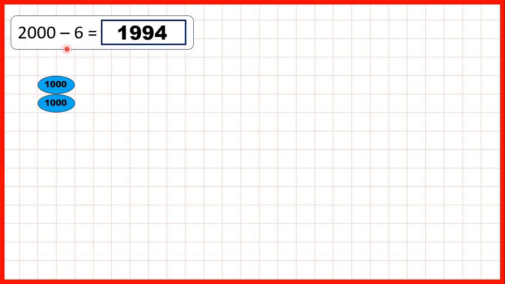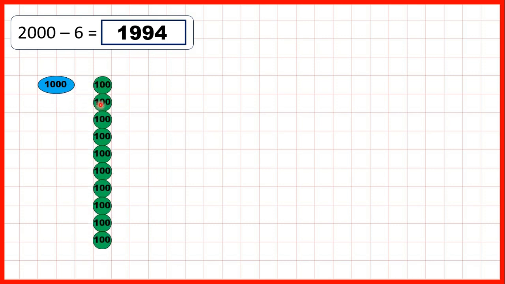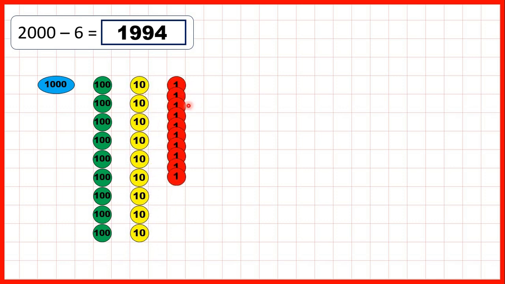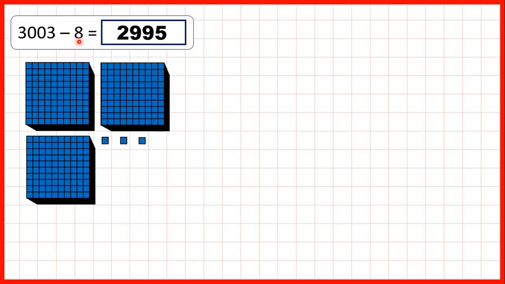Or with place value counters, to subtract 6 ones, we need to exchange 1,000 for 10 hundreds, then take one of those hundreds, exchange it for 10 tens, take one of those tens and exchange it for 10 ones. So then we can take away 6 to give us 1,994. Then for our last question, we had 3,003 minus 8.